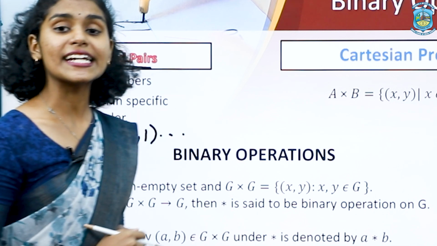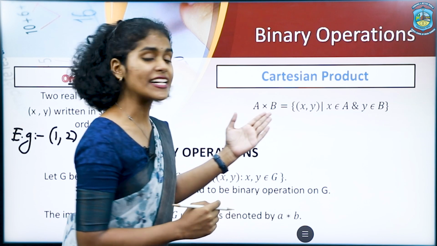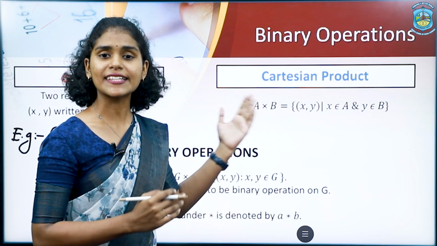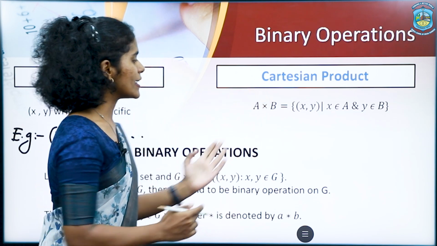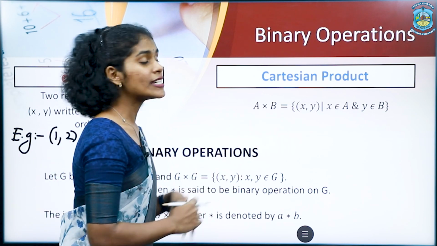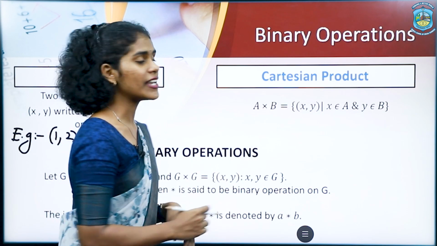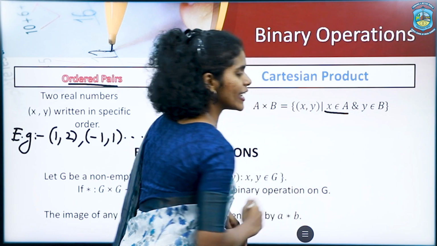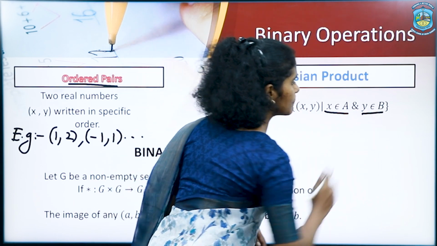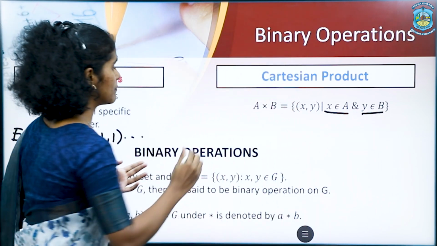Now, what is a Cartesian product? If we consider two sets A and B, the Cartesian product of A and B is A cross B, which is equal to the set of ordered pairs (x, y), where x belongs to set A and y belongs to set B. Let us see an example.